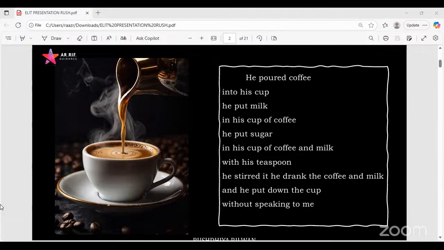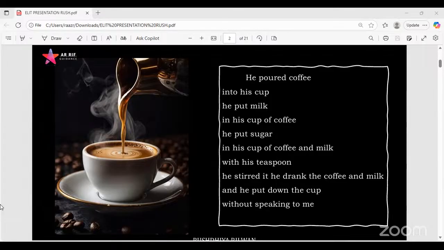Now, the speaker is watching him closely, right? Hoping for some word, some sign of affection or attention. But he completes his whole breakfast in complete silence. The coffee, milk, and sugar usually suggest warmth and comfort, no? Yet the atmosphere is cold. This shows the emotional distance in their relationship. They share the same table, but not the same feeling.